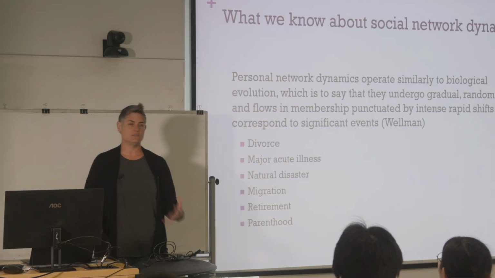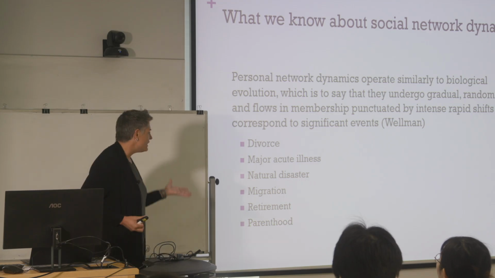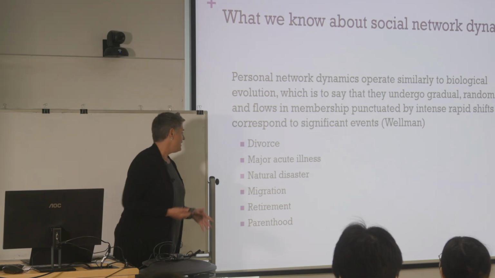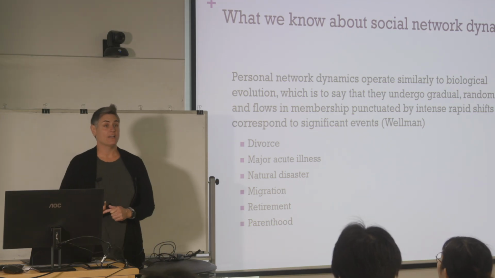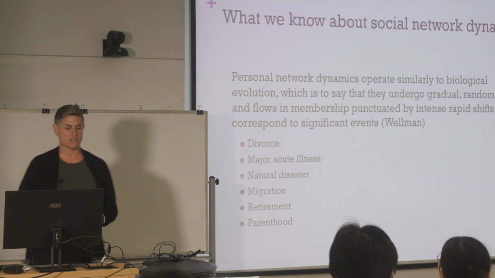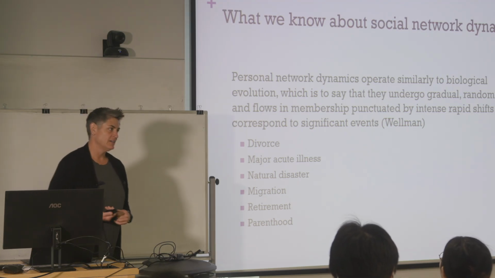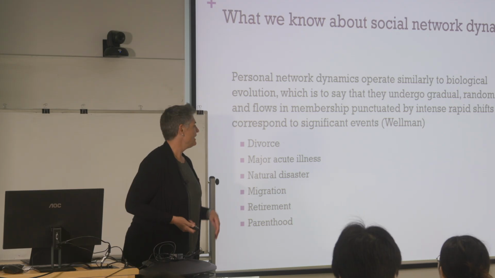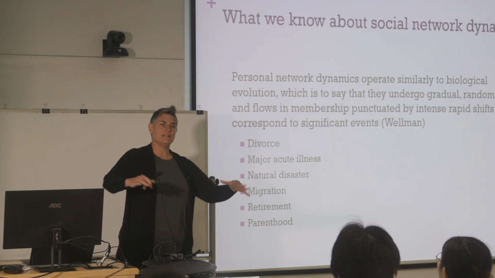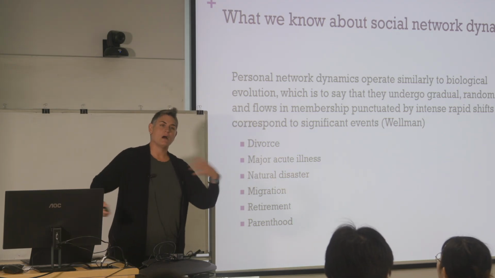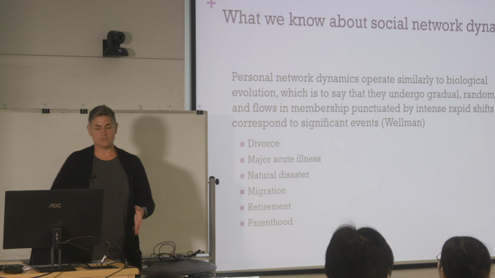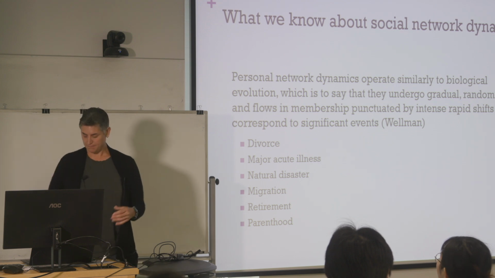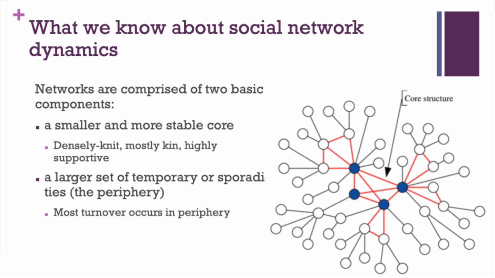So things like getting a divorce, having a major acute illness, which is something I've studied a lot, natural disaster, which I mentioned, migrating, or even just moving across the country, retirement, parenthood. If any of you have kids, you know how much your networks changed when you had kids, right? And so we have these gradual, random ebbs and flows where people are coming and going slowly, and then we have these big shakeups. And I really like that way of thinking about network dynamics.